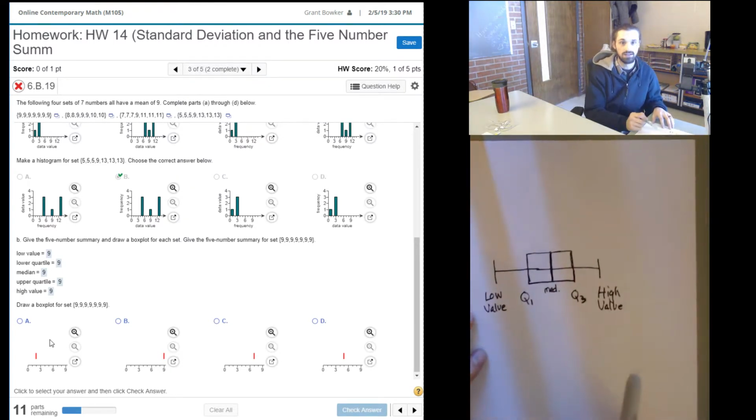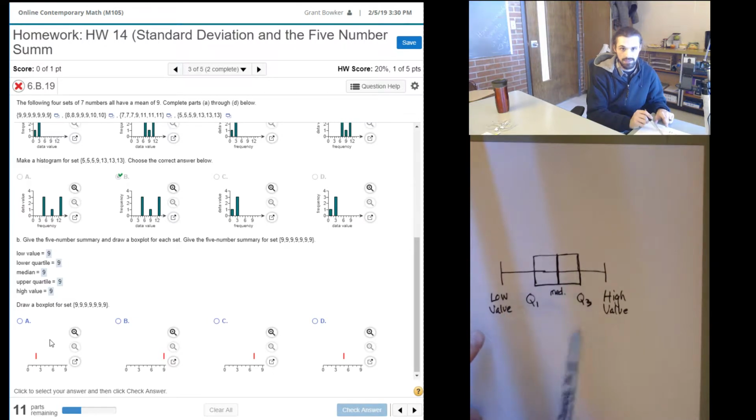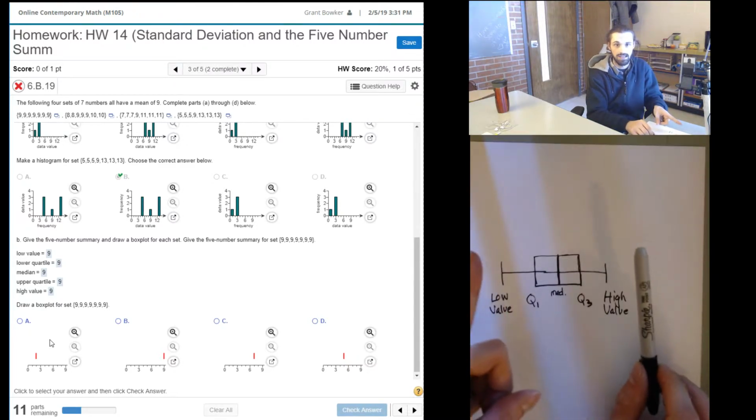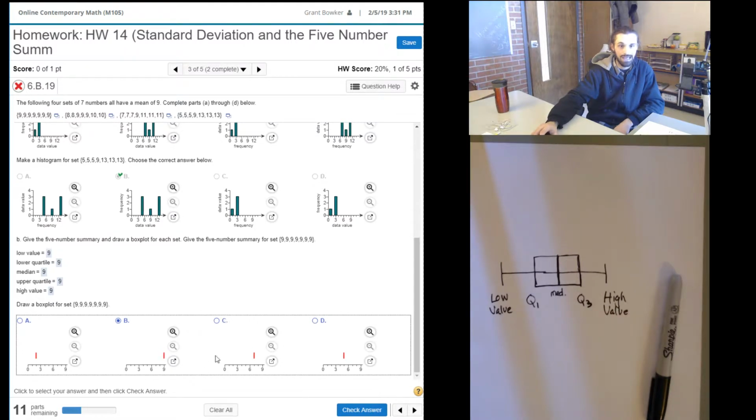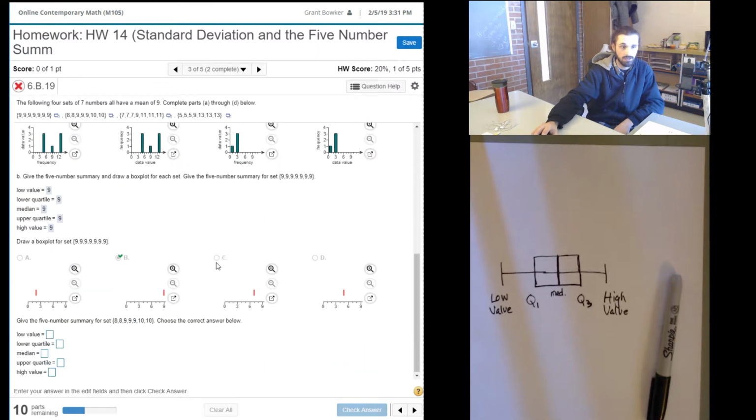A box and whiskers is simply a graphical representation of the 5-number summary. So it goes low value, Q1, middle value, Q3, and then the high value. Recognize the low, Q1, median, Q3, and the high value are all 9 in this case. So we get a box plot that looks like it has collapsed into a straight vertical line. This is kind of a bad representation of what a box and whiskers plot will look like, but we'll see some more examples.